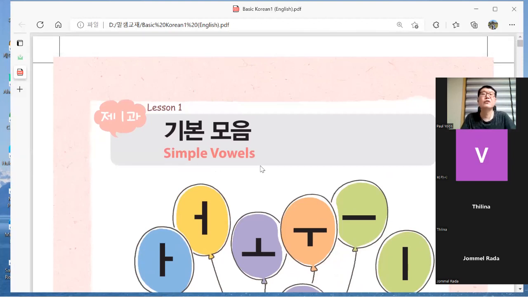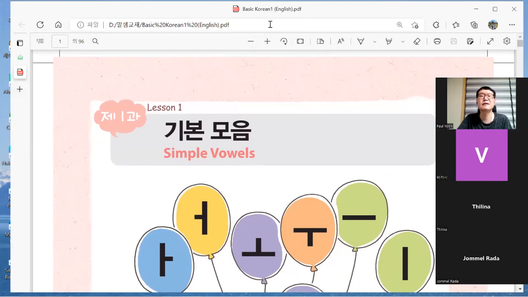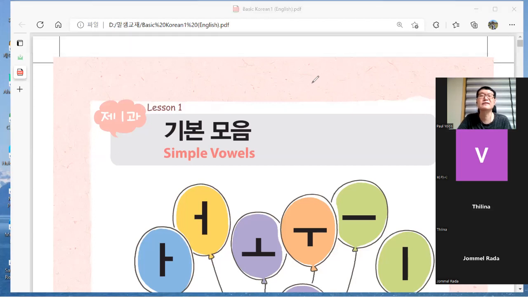All Hangeul consists of consonants and vowels, right? Consonant and vowel. So we are going to study vowels first. Let's get to the simple vowels. Some say simple vowel and some say basic vowel, it's no problem. Vowel in Korean is moom, okay? Moom is vowel. And consonant is chaum. Let's study vowels first.